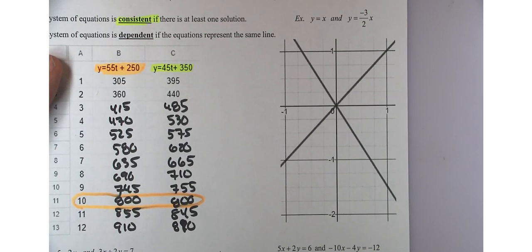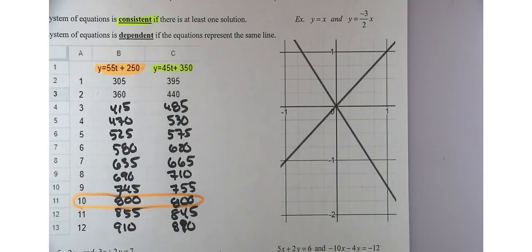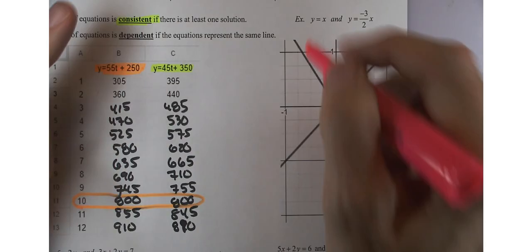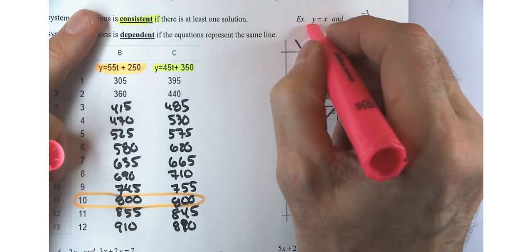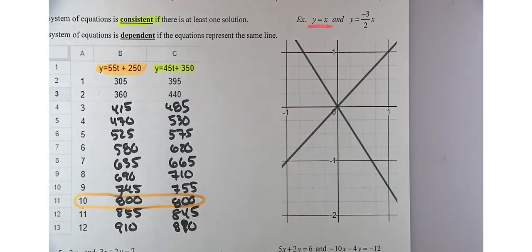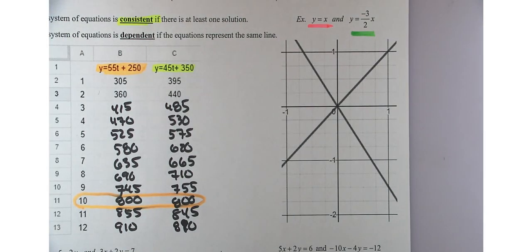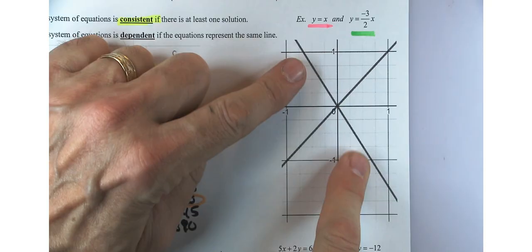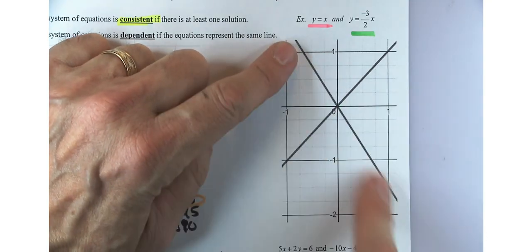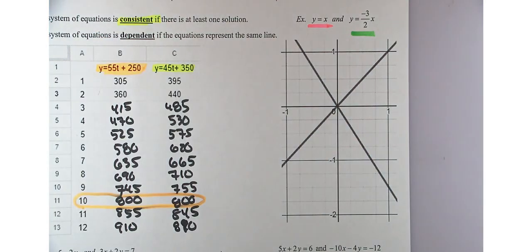Let's take a look at this next pair of equations. We've got y equals x. That's this one right here. And then y equals negative 3/2 x. That's this one here. Which color do you think I should use for this downward sloping graph? Should I use pink or green? Green. Yeah, green. Green's going to have a negative slope.